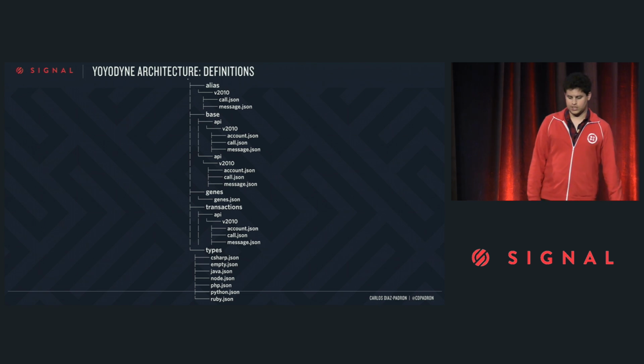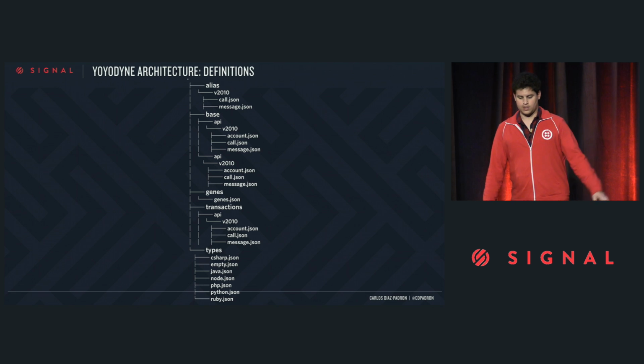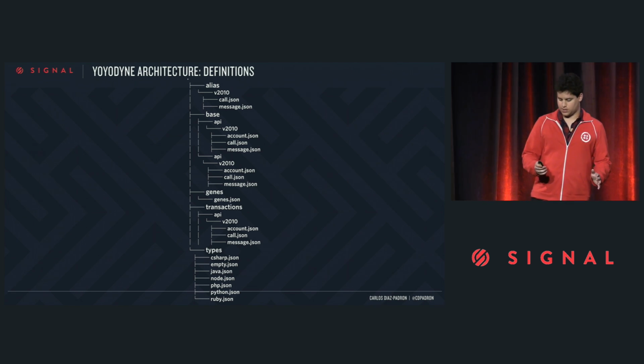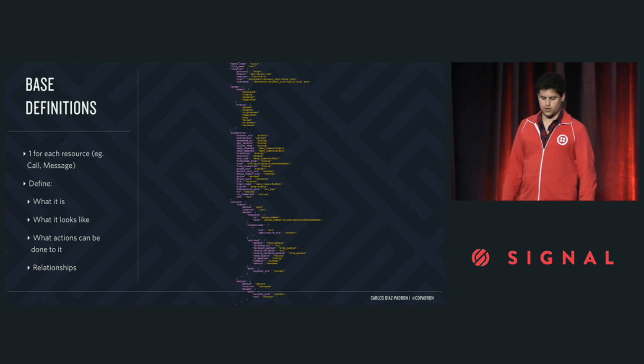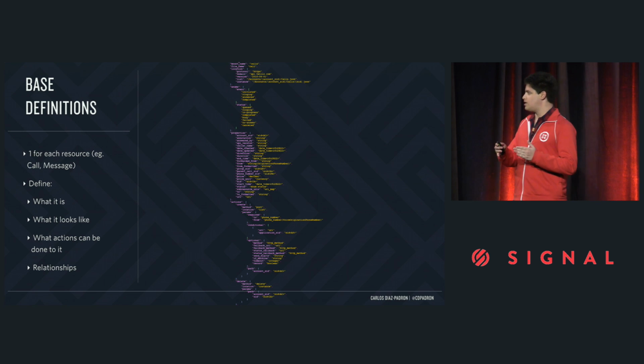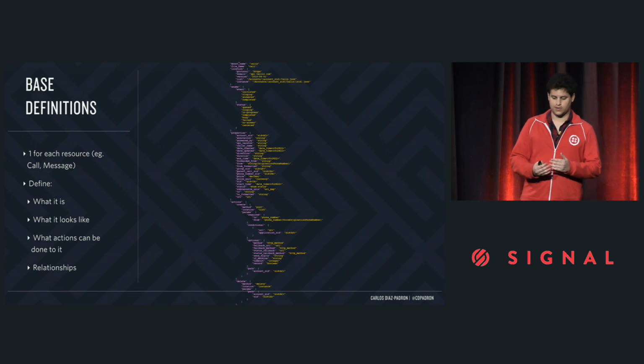And if we look at the definitions, this is what they look like in the folder structure. We have these base definitions, genes, transactions, types. We're going to go quickly and see what these are. If we look at, for example, the base definition for calls, it looks big and menacing, but it's actually really simple when you get down to it. It's just calls that has a lot of fields.